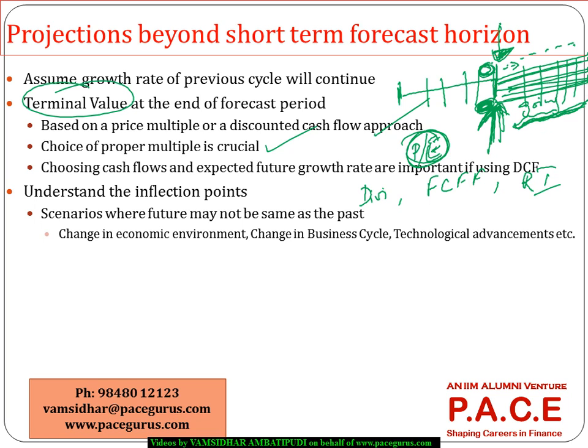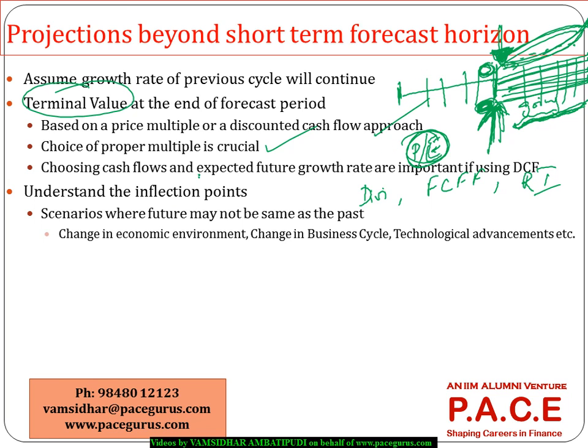So the end objective is, especially for forecasting beyond the horizon period, either I compute the terminal value using a P/E multiple, or I use a terminal value approach using a discounted cash flow process, where I compute the cash flows growing at this particular rate, which will help me determine the present value of all those future earnings until perpetuity.